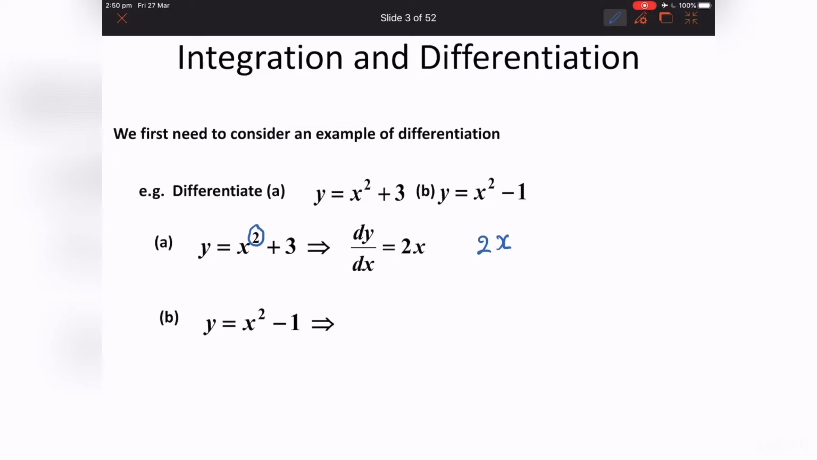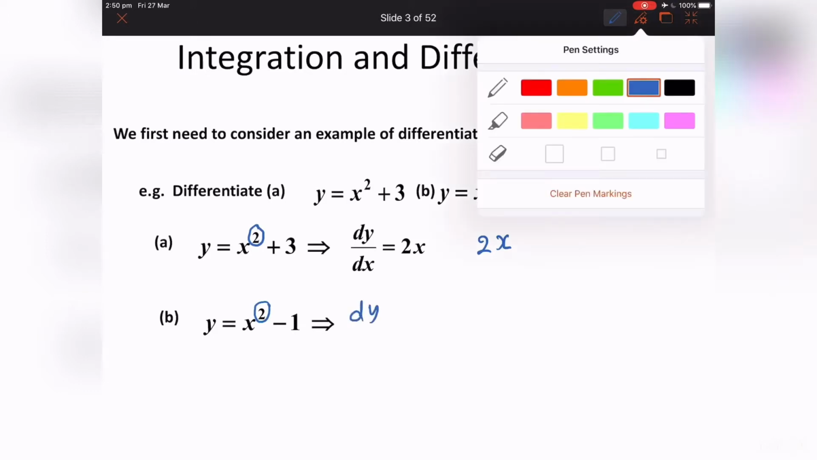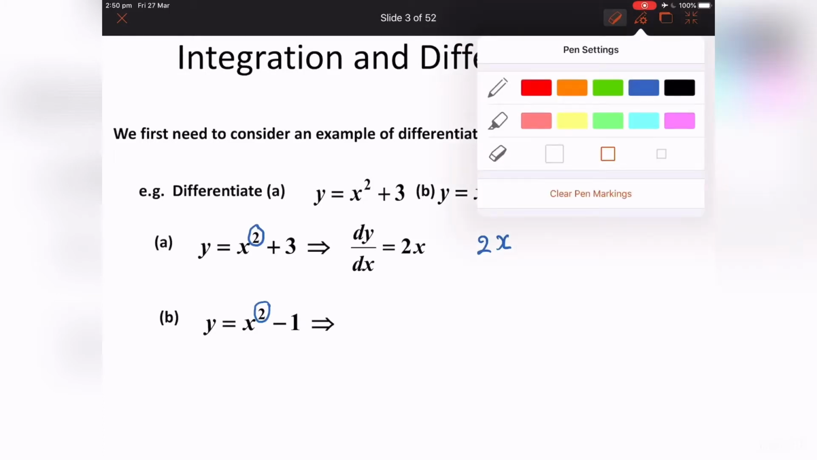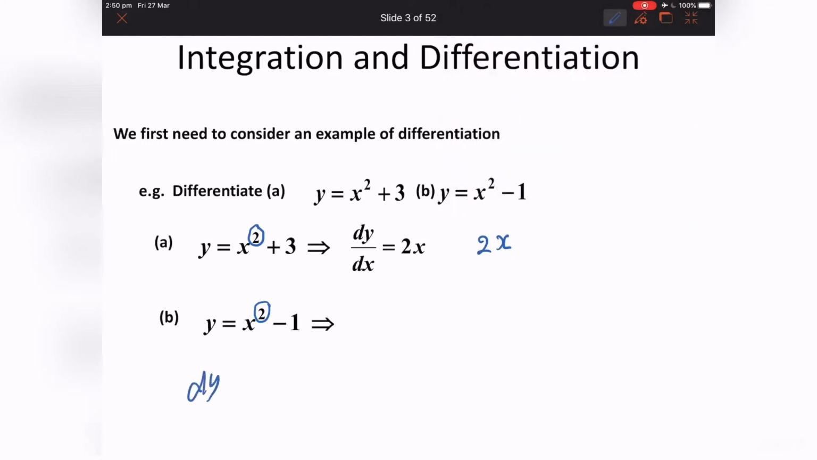Same thing here. The power is 2, so we multiply by the power. So dy over dx equals 2x, and the derivative of the constant is 0. As we can see here, both of them have the same derivative, which is 2x. Both of them are equal, although each one of them has a different constant.